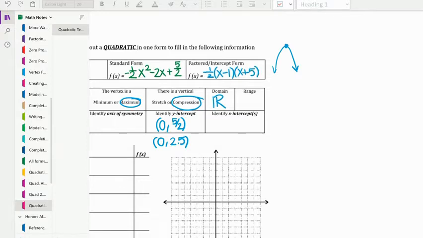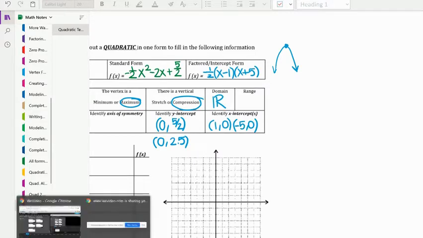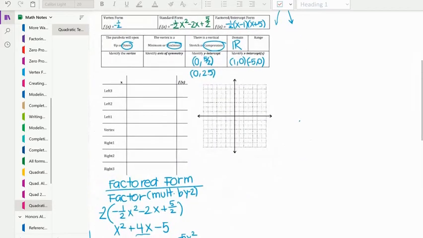All right, well, if I know my factors, then I know my intercepts. So my intercepts would then be positive 1, 0 and negative 5, 0. All right, so last step is to put this in vertex form.